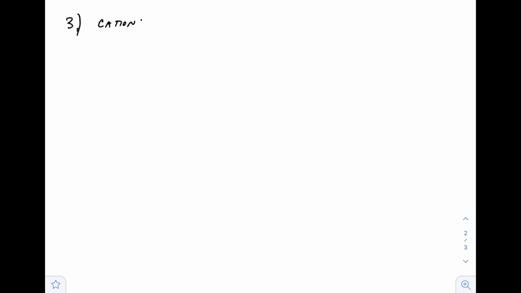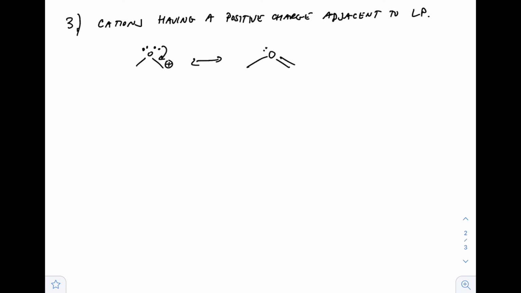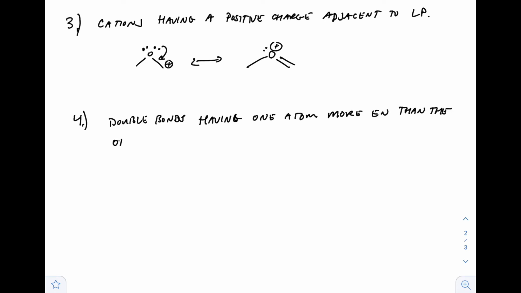But for the third type of resonance structures, we've got ourselves cations having a positive charge that's adjacent to a lone pair. Okay, now we've seen this a couple ways, but the new way would be like on an ether where we have a positive charge adjacent to that oxygen, and that lone pair can donate to create that carbon oxygen double bond. Okay, positive charge on that oxygen, an oxonium. Okay, and number 4, we've got double bonds having one atom more electronegative than the other.